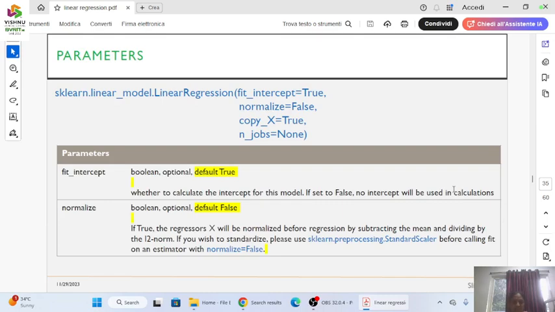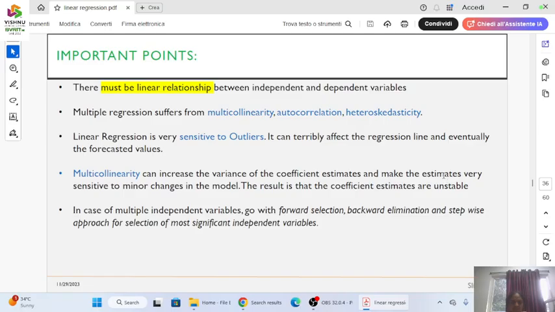That's the thing. Parameters, this you can see, because when you are coding that, we can see it once. Important is that there must be a linear relation between the independent and dependent variable. Multiple regression suffers from multicollinearity, autocorrelation, heteroscedasticity. Linear regression is very sensitive to outliers. It can terribly affect the regression line and eventually the forecasted values. Multicollinearity can increase the variance of the coefficient estimates and make the estimates very sensitive to minor changes in the model. The result is that the coefficient estimates are unstable.